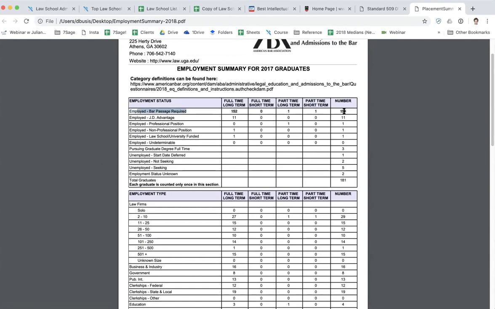Elizabeth? Sure. So the first thing you're going to look at, what David highlighted, is bar passage required. This means they accepted a job where bar passage is required. It can range from firms, to clerkships, federal, state, or local, to public interest, so public defenders or prosecutors.